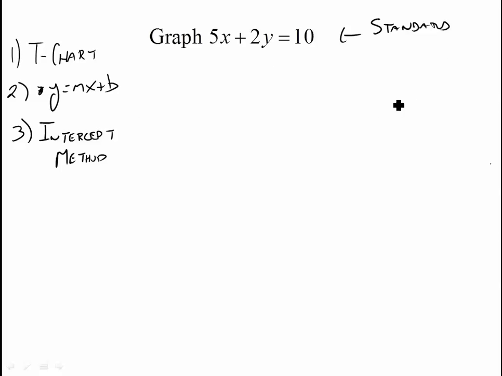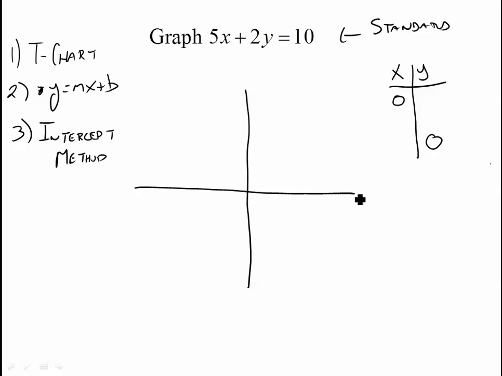Now in the intercept method, the first thing I'm going to do is draw a t-chart. Kind of like a t-chart. We're only going to have 2 points. One of them, the x value will be 0, and the other one, the y value, will be 0. And the reason this is called the intercept method is because we're finding the 2 points that are on the y-axis and the x-axis for this line, finding the x and y intercepts.